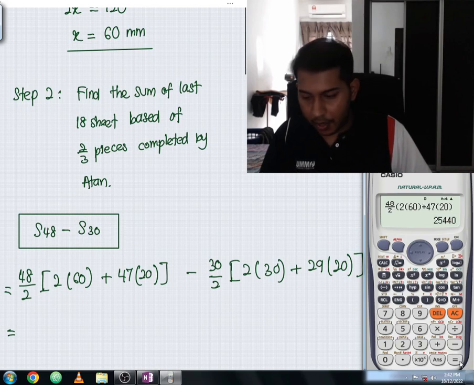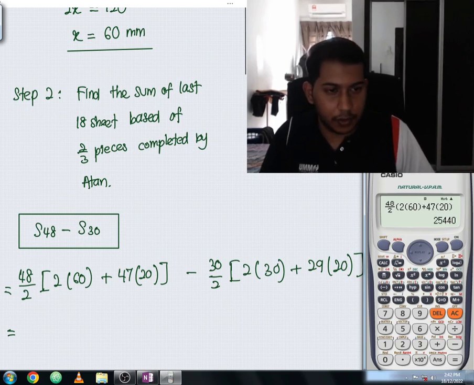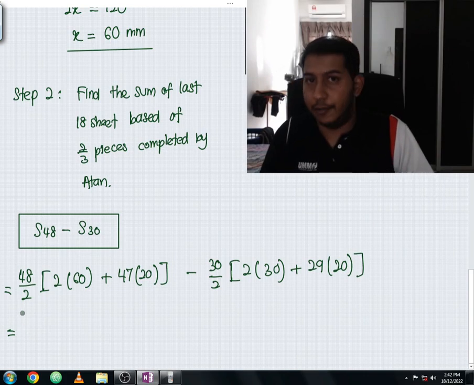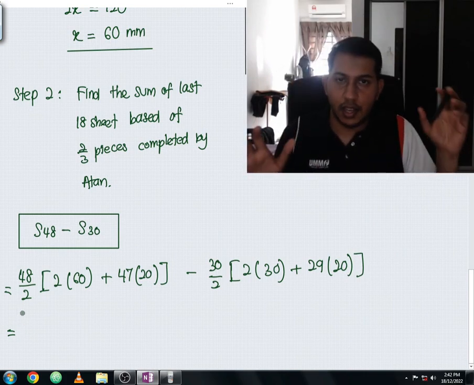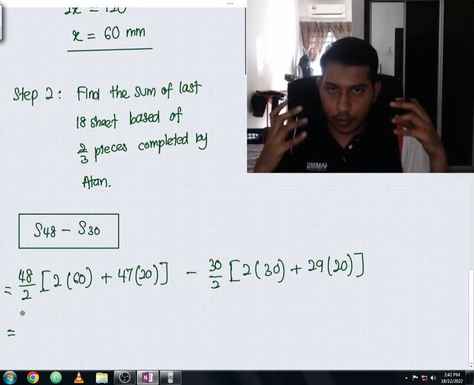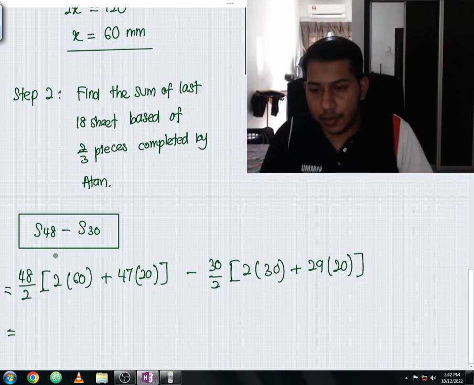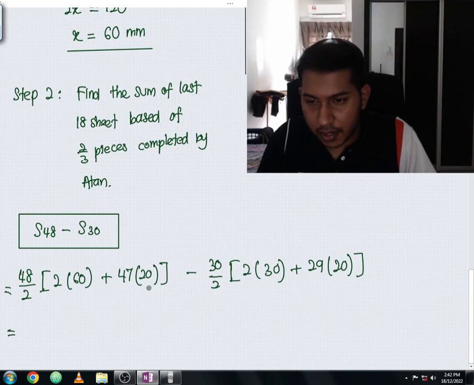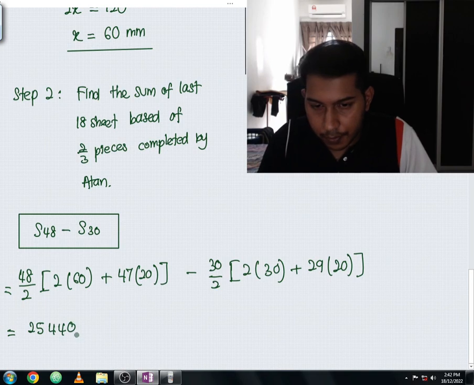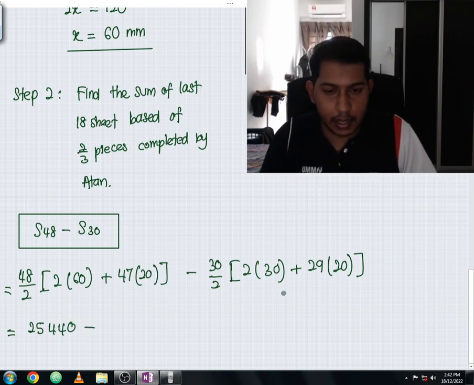In this case it will be 25,440. Okay, it's raining outside. I'm so sorry if the audio is not that clear enough. It's raining outside, by the way, at the time I'm recording this video. So the sum of 48 is 25,440. Minus, let us calculate this part now.